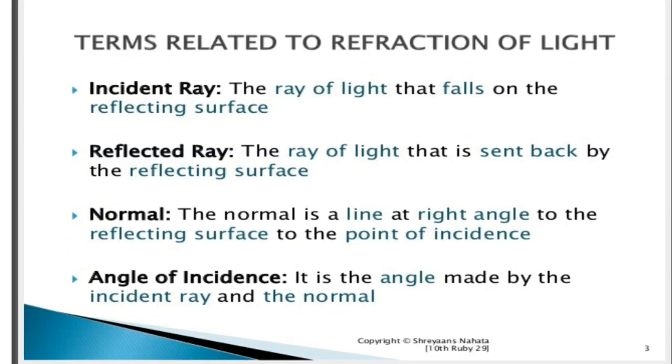Then we have terms related to this reflection. We have two types of reflection, that is regular and irregular reflection. Regular reflection is one which, after bouncing back, forms parallel reflected rays, and then we call it a regular reflection. And if the rays move in various directions in the same medium, we call it irregular reflection. They will not form parallel reflected rays.